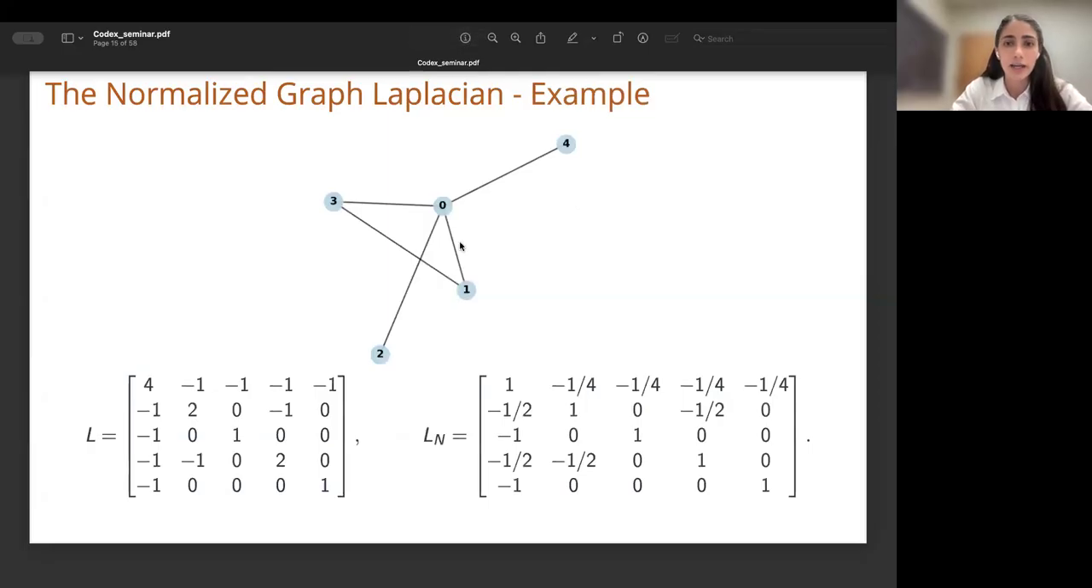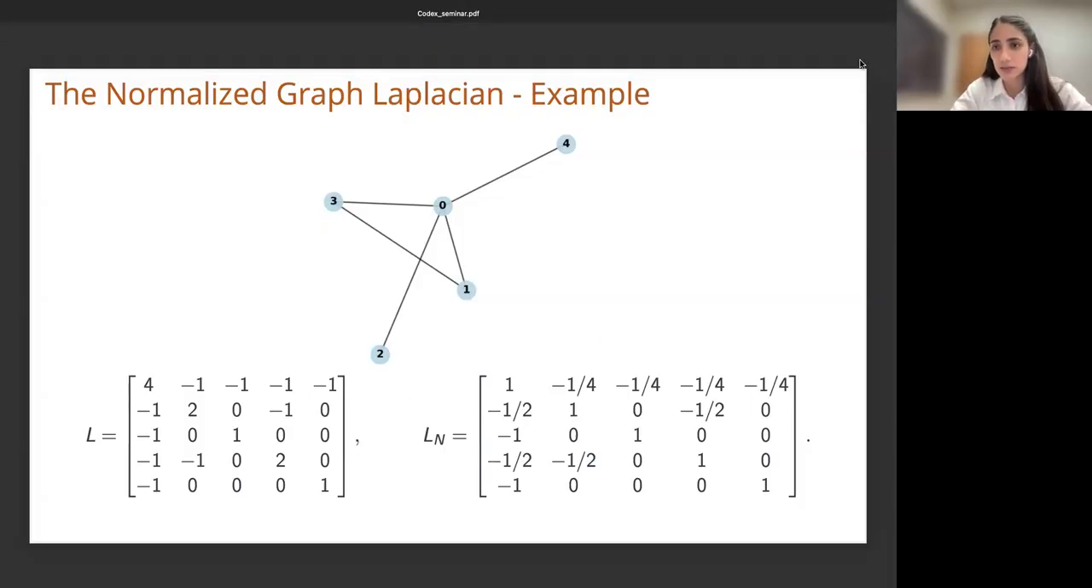That's really good. And here I have an example where we see that this vertex seems to be way more connected than the other vertices. For example, here 2 only has one neighbor. And this gives us this graph Laplacian. So when we normalize it, we obtain this other matrix. And here we see that this matrix is no longer symmetric. So this is a simple example of a normalized graph Laplacian.